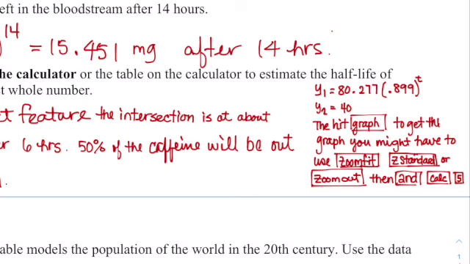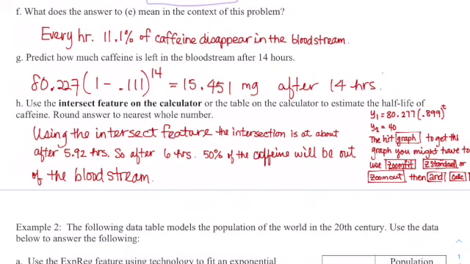Second, calculate, number 5, intersect. That's intersect. Then it will ask line 1 or curve 1, curve 2, and guess. You just press enter on all of them and you will get your answer. And the answer for letter H is after about 5.92 hours, the 40 shows up.